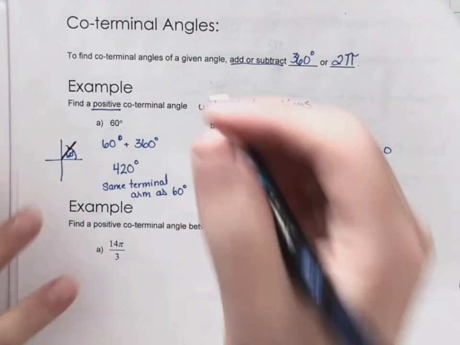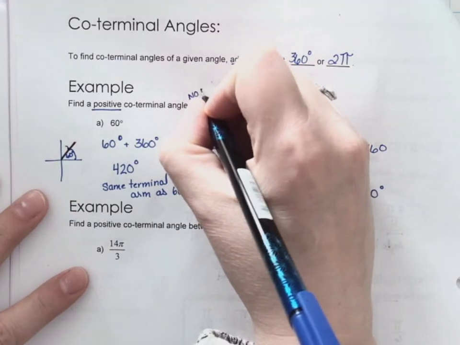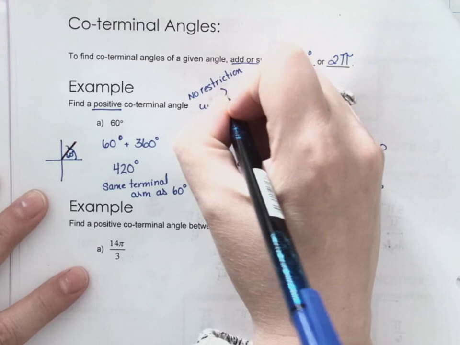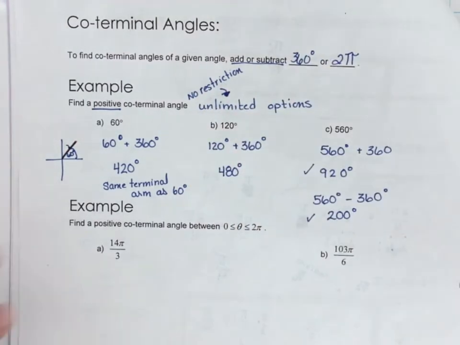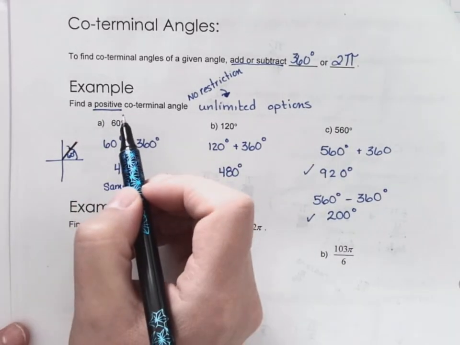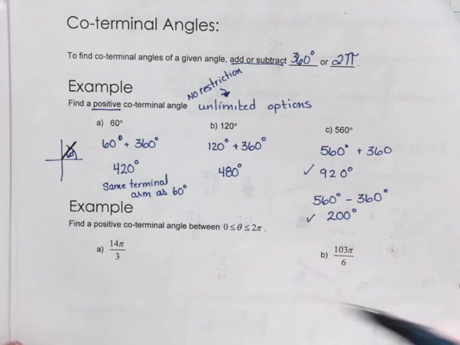So because there was no restriction, we had unlimited possibilities for answers. And that's a pain in my butt because then I have to check. Yep. Or we can subtract 360 from 129. Right, because the question said positive coterminal. So my angles all have to be positive.